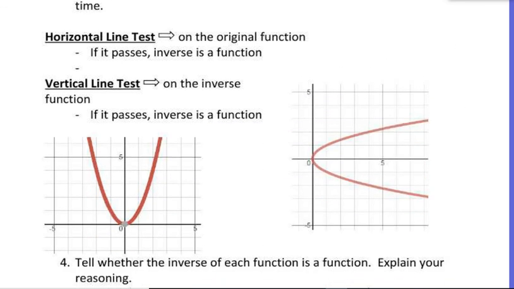So as you take a look here, here's another example of looking at inverses on a graph, and you can see that they would be reflections over this y equals x line.